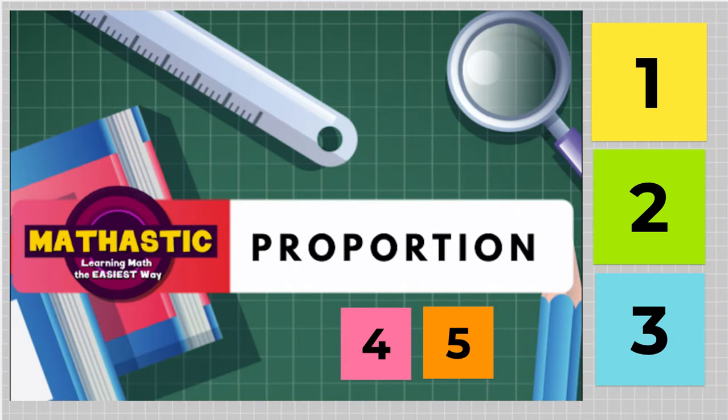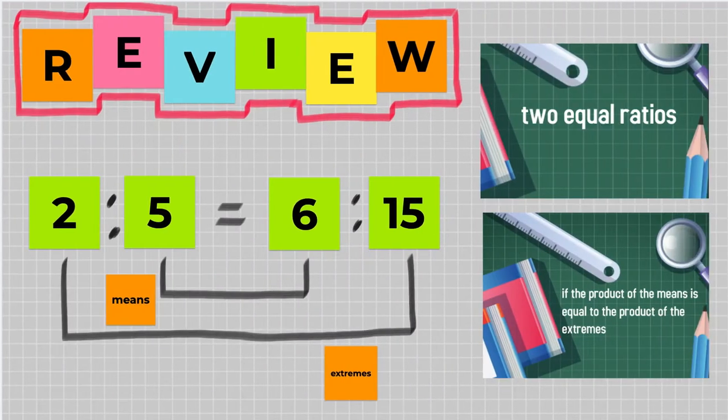Now, let's try to identify what we mean by a proportion. When we say proportion, if the two ratios are equal, they are considered as proportion. Now, how can we identify whether the two ratios are equal or proportion? We can say that the two ratios are equal or proportion if the product of the means is equal to the product of the extremes.